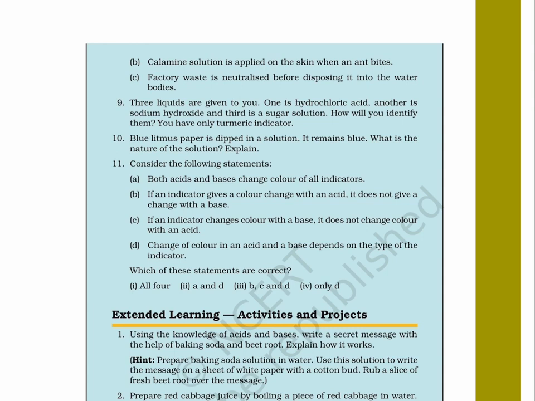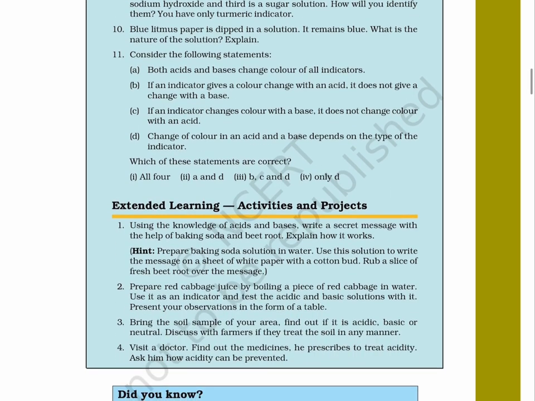9. Three liquids are given to you. One is hydrochloric acid, another is sodium hydroxide, and third is a sugar solution. How will you identify them? You have only turmeric indicator. 10. Blue litmus paper is dipped in a solution. It remains blue. What is the nature of the solution? Explain. 11. Consider the following statements.